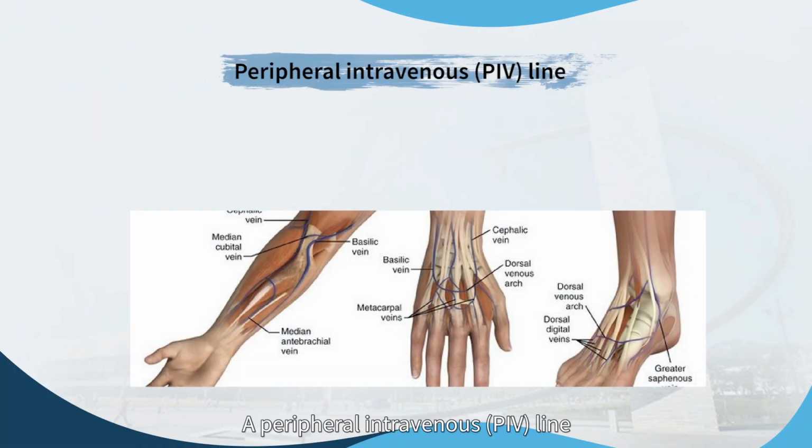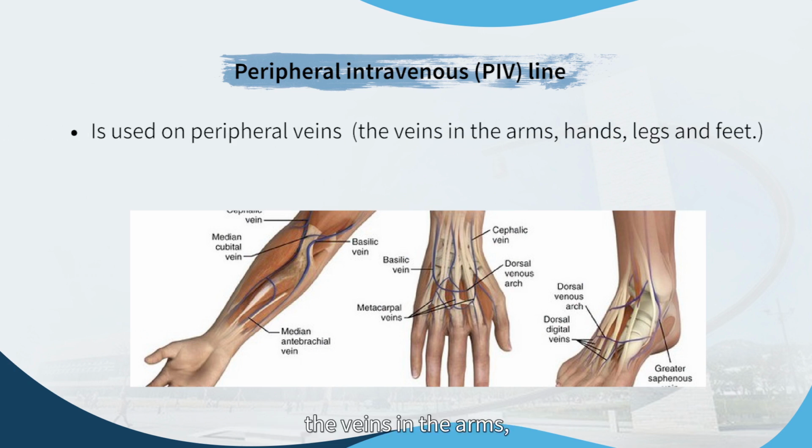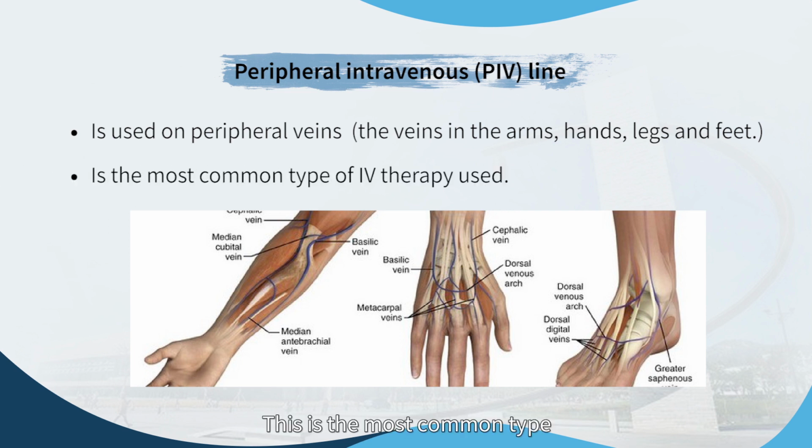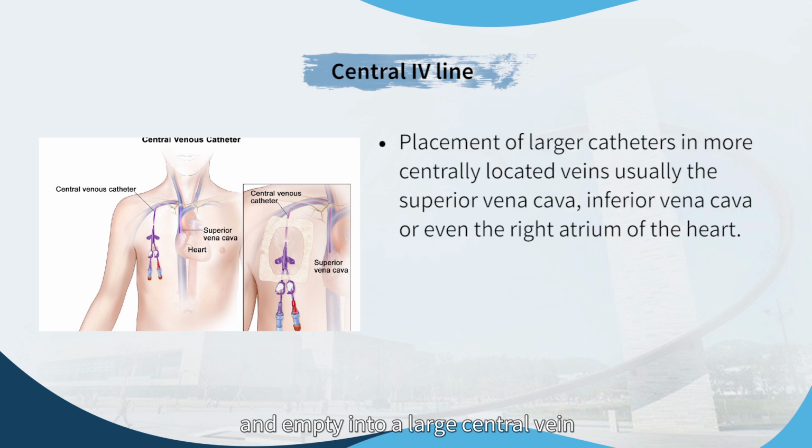The type of access. A peripheral intravenous line is used on peripheral veins, the veins in the arms, hands, legs, and feet. This is the most common type of IV therapy used. Central IV lines have catheters that are advanced through a vein and empty into a large central vein, usually the superior vena cava, inferior vena cava, or even the right atrium of the heart.